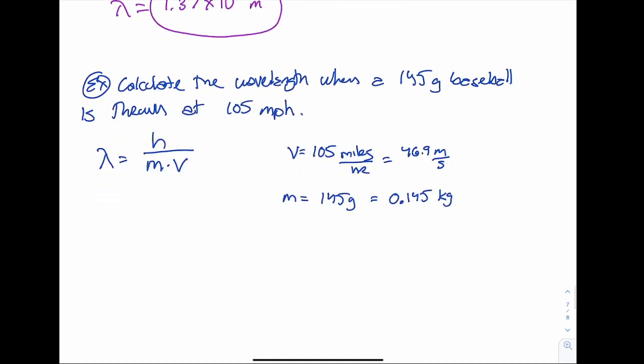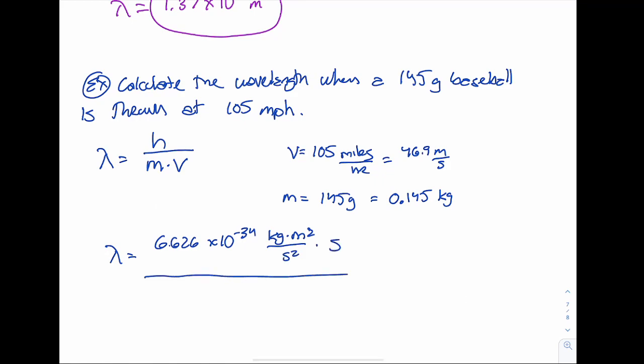So my wavelength is going to be 6.626 times 10 to the negative 34th. You can leave it as joules. I'm going to double check my units, so I'm going to write that out. It's not cubed, it's squared. Meter squared per second squared times seconds, divided by 0.145 kilograms. This is where if you forget to convert something, if you would have left your speed in miles per hour, they would not cancel. So 46.9 meters per second.